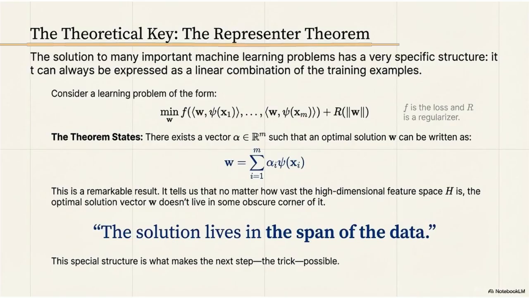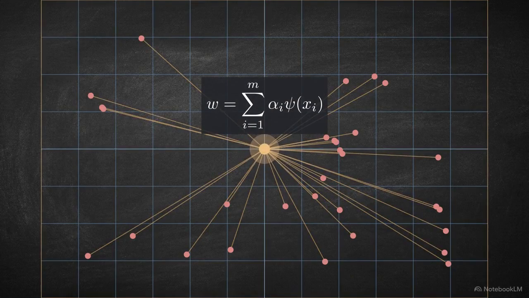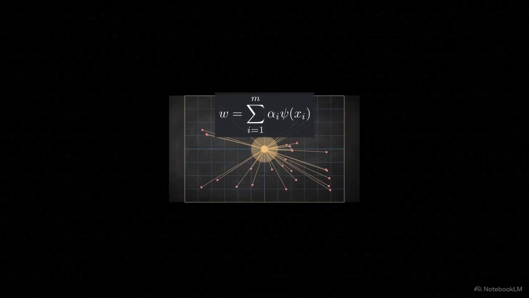This mathematical presentation of the representer theorem details a specific constraint. No matter how vast the high-dimensional space becomes, the optimal solution isn't in some unreachable corner. Instead, it lives entirely within the span of the data, expressed as a combination of original training examples. Because the final answer is tethered strictly to our existing data points, we can find the result without ever having to construct the entire higher dimensional space.